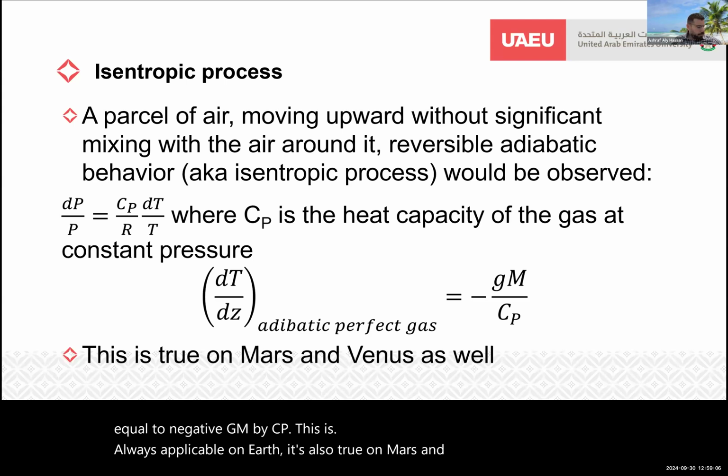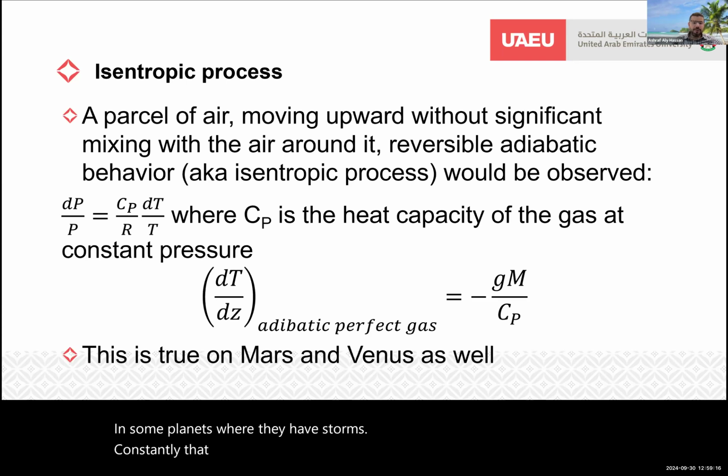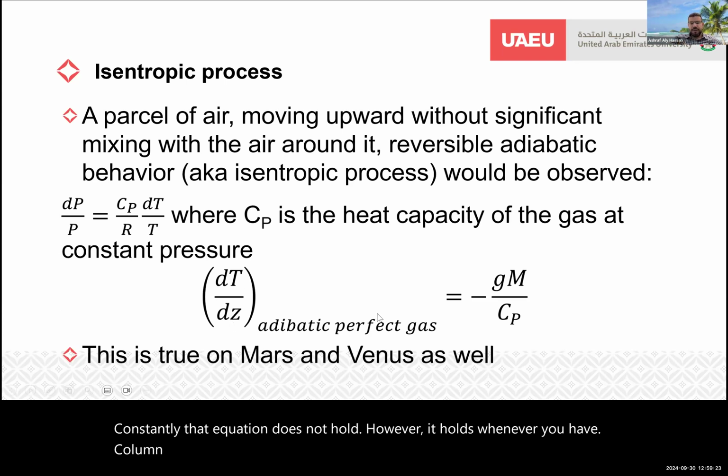In some planets where they have storms constantly, that equation does not hold. However, it holds whenever you have calm vertical movement. dT by dz is equal to negative G M over Cp.